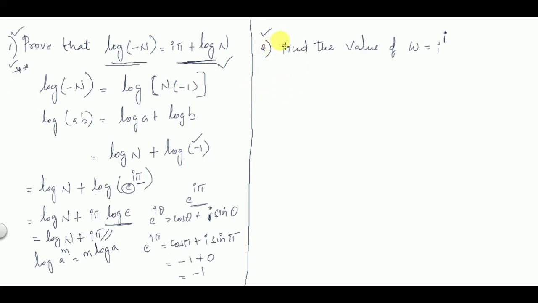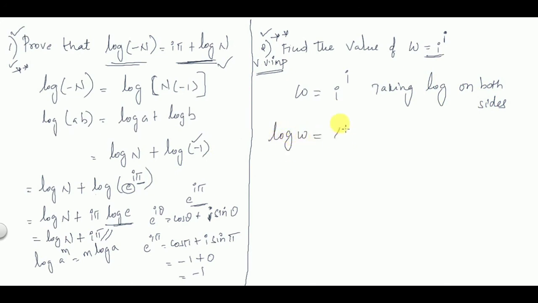The next question is a very important question, asked in each and every branch. In different years it has been asked in different branches. Almost all the branches have this type of question. Find the value of i power i. So w is equal to i power i. Taking log on both sides, log of w is equal to log of i power i. Using the formula log a power m is equal to m log a, log w is equal to i into log i.